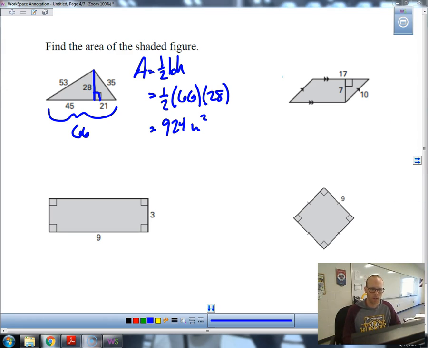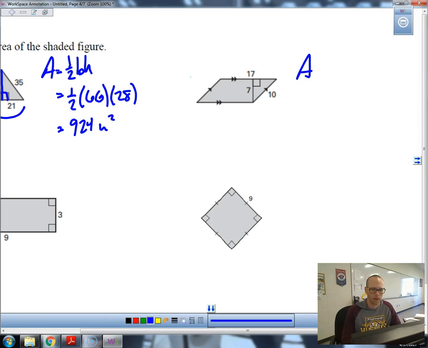All right, let's head over to this, recognize our shape. Okay, we've got a parallelogram, base times height. Well, I've got this is 17, this is 10, that's 7. You guys should recognize that this perpendicular segment is the height, so 7's our height. What are we going to use for our base then? What is this segment perpendicular to? It's perpendicular to the 17. So this is going to be the base 17 times the height, which is 7. 119 square units.